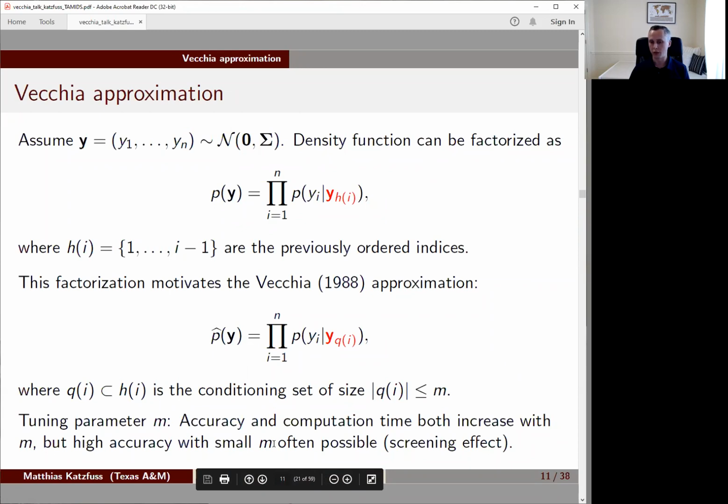And this is due to something that in spatial statistics, at least, is often referred to as the screening effect. We'll see some of these settings in a little bit. But basically, in many settings with a pretty small m, we can get very accurate approximations. And since m is small, we also get low computational cost.